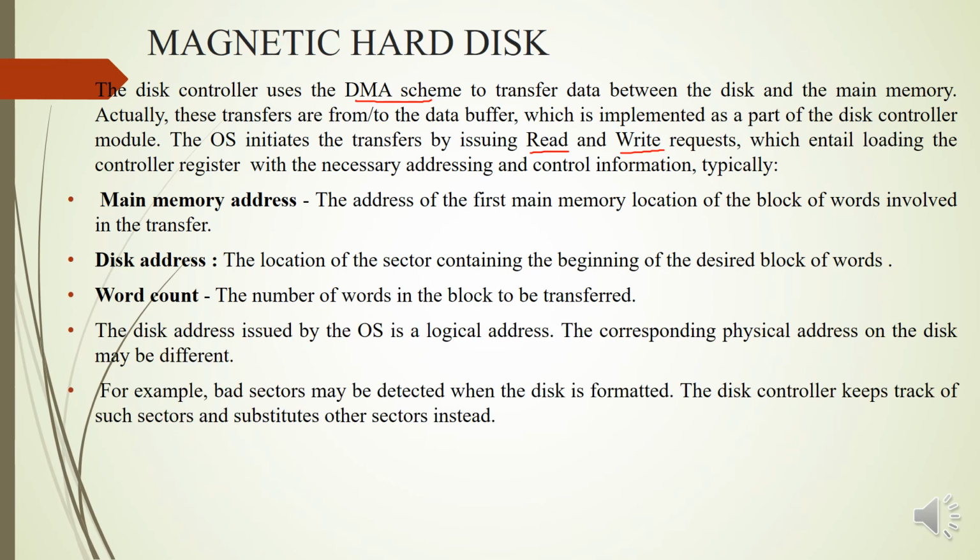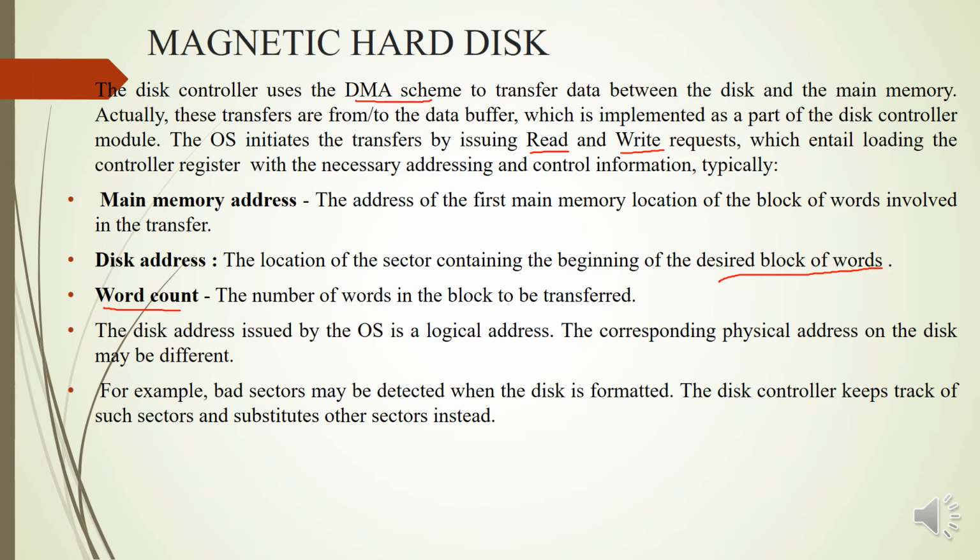Then what is a main memory address? The address of the first main memory location of the block of words that are involved in the data transfer is taken as one of the control information. Disk address is the location of the sector containing the beginning of the desired block of words on the magnetic hard disk. Word count is the total number of words in a block that has to be transferred.